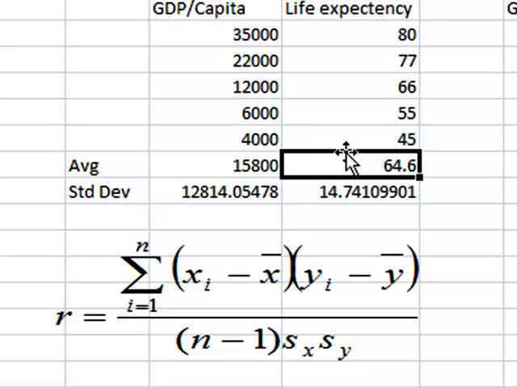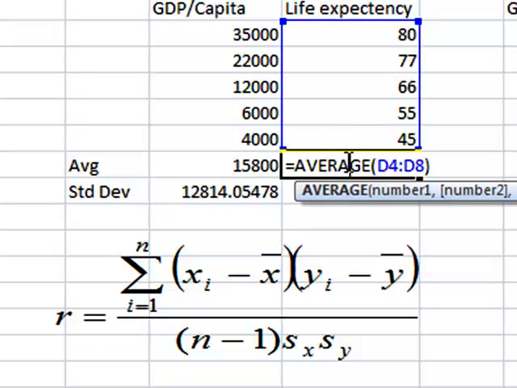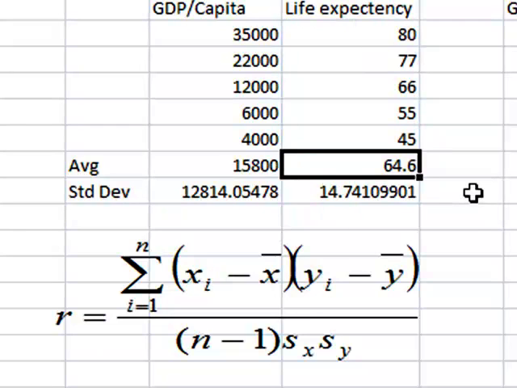And the average life expectancy at birth, again I typed average and I highlighted the range. You could see that on your screen as the blue color box. This is the average, which is 64.6, or almost 65 years of age.